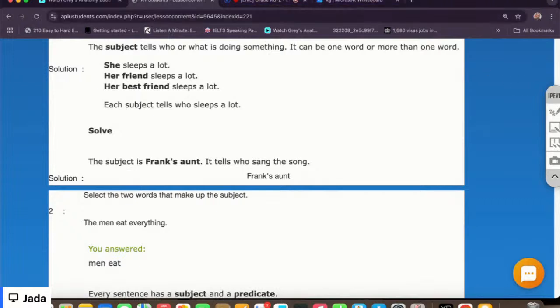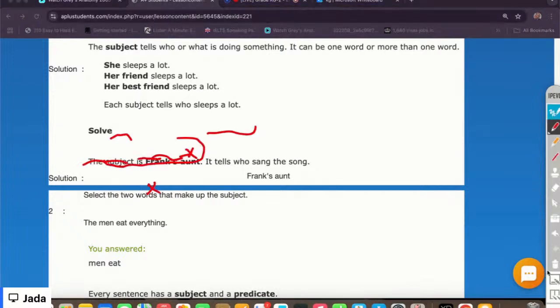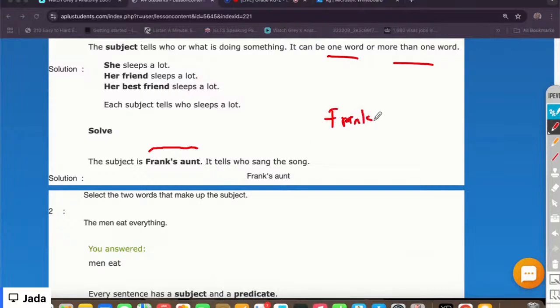So moving on here, we can see that the subject is Frank's aunt. And remember that we said that the subject could be one word or it could be more than one word as well. So it could be Frank or it could be Frank's aunt. So you see, this particular subject has two words, it's not just one.